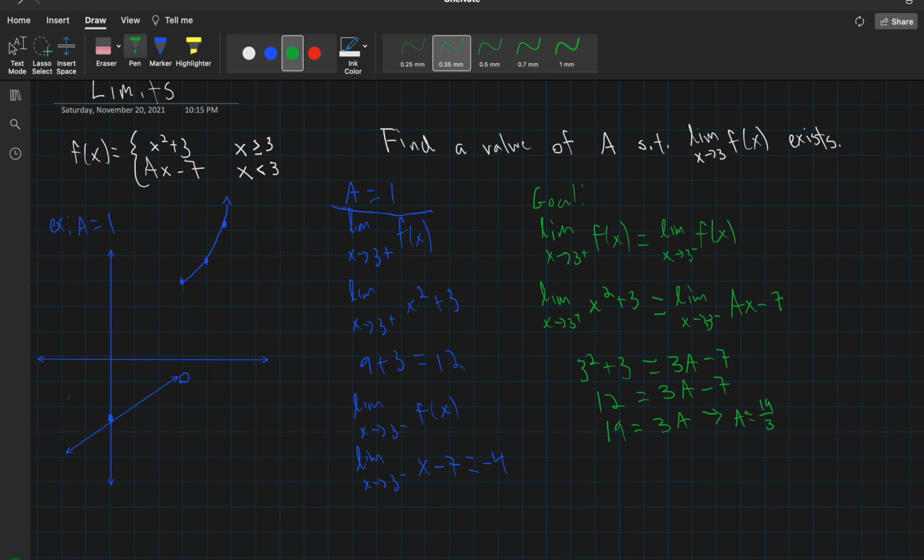So if we want our limit to exist, then we should pick a equals 19 over 3, which means f of x will be equal to x squared plus 3 when x is greater than or equal to 3, and it will be equal to 19 over 3 x minus 7 when x is less than 3.